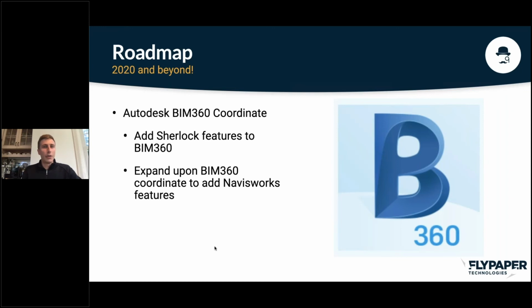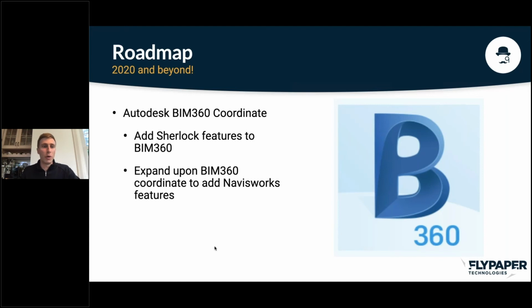And then the third bucket of our roadmap features is Vim 360 Coordinate. Very recently, Autodesk has opened up some APIs that allow us to begin to work with the Clash API that Vim 360 Coordinate has. This opens up a new realm for us. It allows us to build on top of what Vim 360 Coordinate can do, which is a fairly rudimentary coordination tool at this point in time.